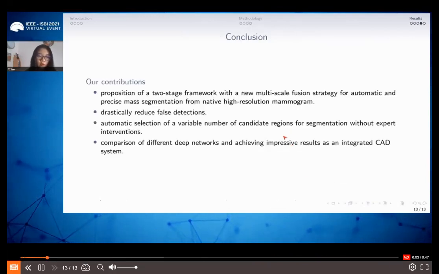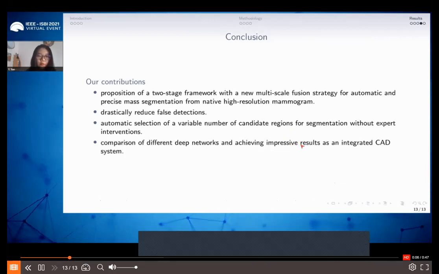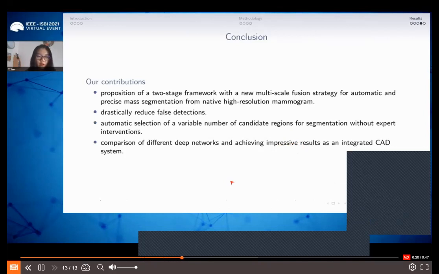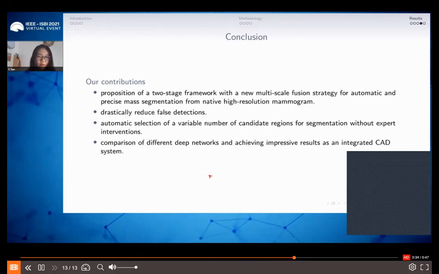So to conclude, we propose a two-stage framework with a new multi-scale fusion strategy for automatic and precise mass segmentation from native high-resolution mammograms. Through our pipeline, we drastically reduce the number of unsuccessful detections while allowing a variable number of candidate regions to be automatically selected for segmentation without any expert intervention, leading to a more reliable mass delineation from full mammograms. The proposed approach can be easily integrated into clinical routine and is able to help diagnosis by acting as a relevant, fully automated second opinion.